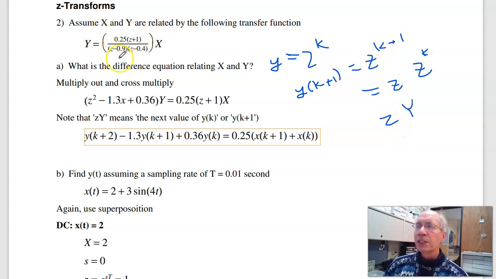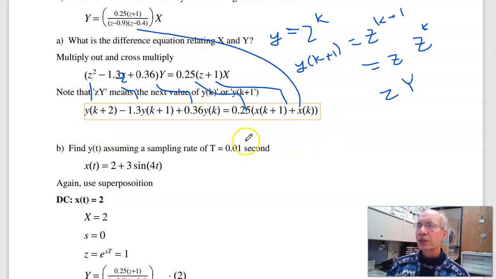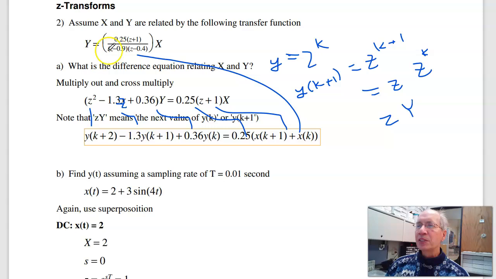If I have a transfer function in z, that's a difference equation. Multiply everything out, cross multiply, and what it means is z squared y is y two samples in the future. zy is one sample in the future, current value. zx is one sample in the future, current value. So there's the difference equation that corresponds to that transfer function. So anytime you see a transfer function in z, think difference equation.